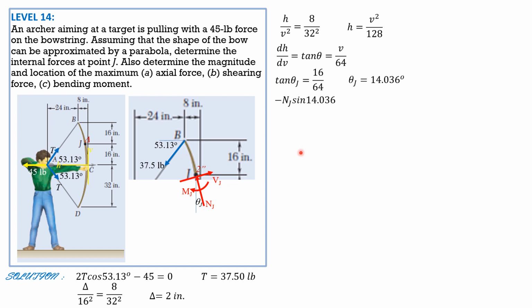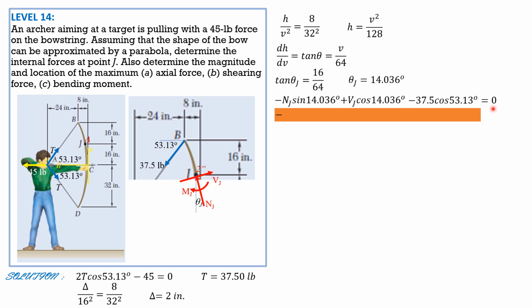Summation of forces horizontal. So Nj sine of theta J plus Vj cosine of theta J, Vj cosine of 14.036, equals minus the horizontal component of 37.5 cosine of 53.13, so minus 37.5 cosine 53.13 degrees equals 0. So simplifying, negative Nj sine 14.036 plus Vj cosine of 14.036 equals 22.5. Call that equation 1.